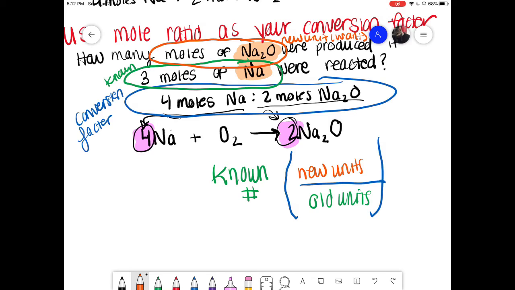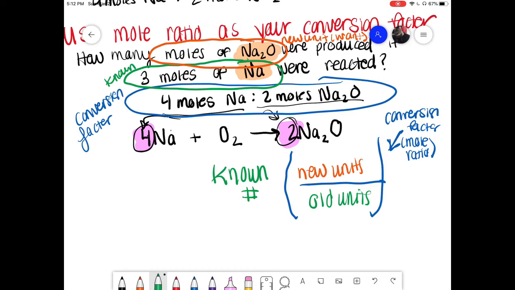Our standard equation is our known number in front, and then in parentheses we have new units divided by old units. And the reason that the parentheses are blue is because the numbers that go in there are the numbers from our conversion factor, which in this case is our mole ratio. So because we're trying to go from one type of molecule to the other and figure out how many moles of the one given moles of the other, our mole ratio is going to be our conversion factor.